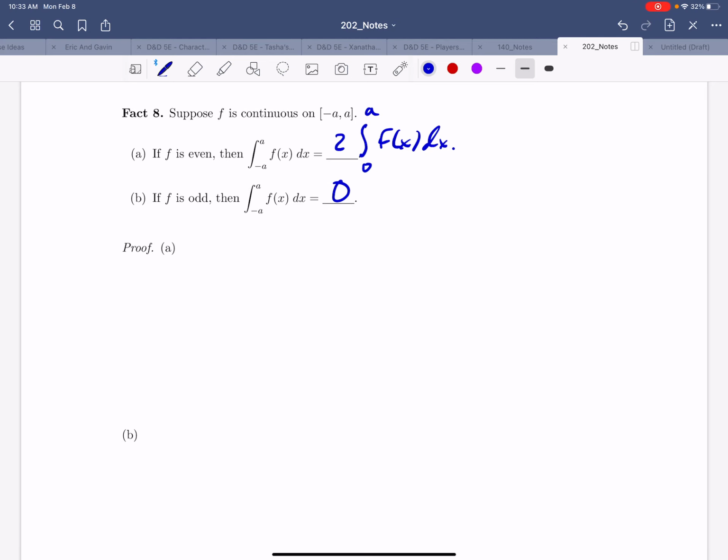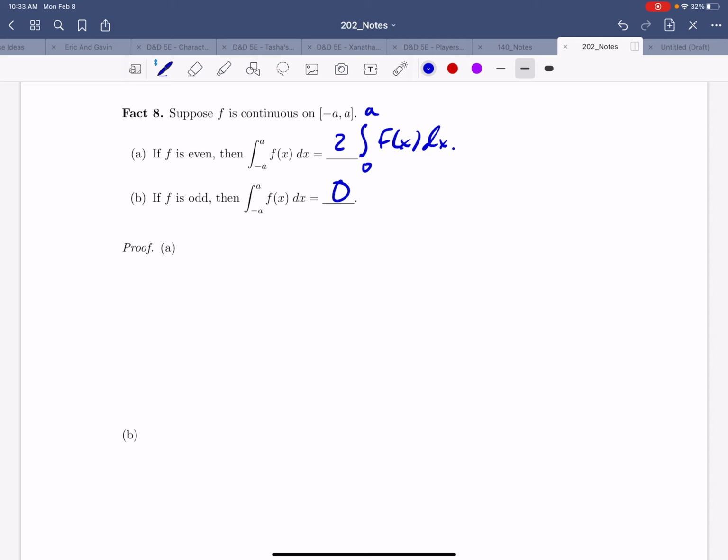Hey all, let's prove fact 8. Suppose f is continuous on negative a to a. If f is even, then the integral from negative a to a of f of x dx equals 2 times the integral from 0 to a of f of x dx. We're going to use the fact that f is an even function to solve this. But first, we're going to split the integral.